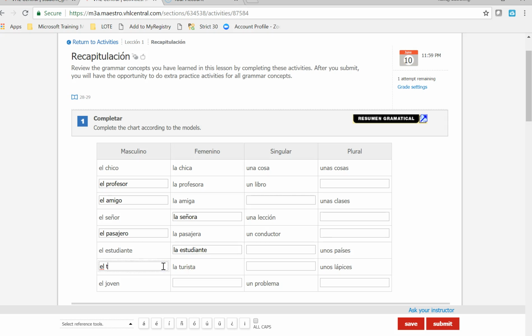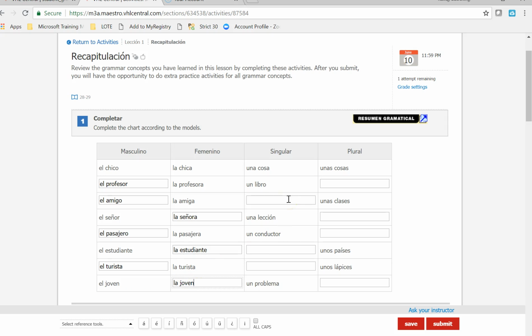Here's an exception. El turista. All words in Spanish ending in ISTA, there's only one version of that word as far as gender goes. So I just changed the definite article from la to el. El joven is the young boy. La joven is the young girl.